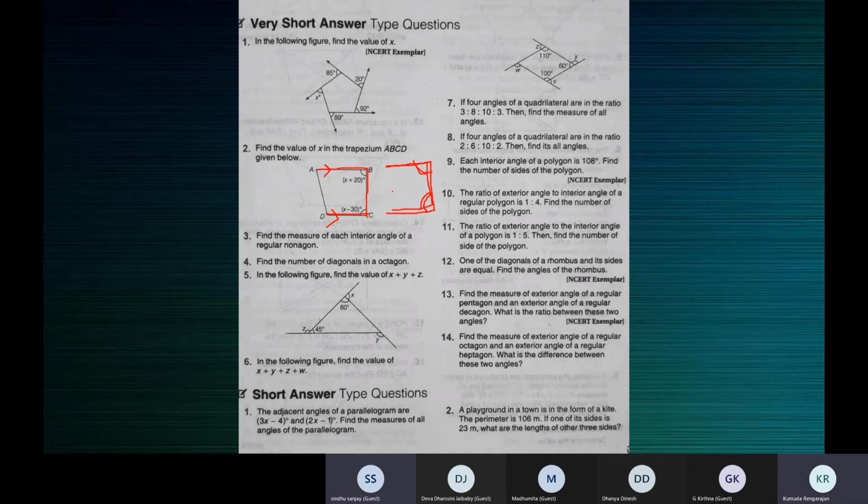Ma'am, x equals 95, ma'am. Yeah, you're right. x is equal to 95.